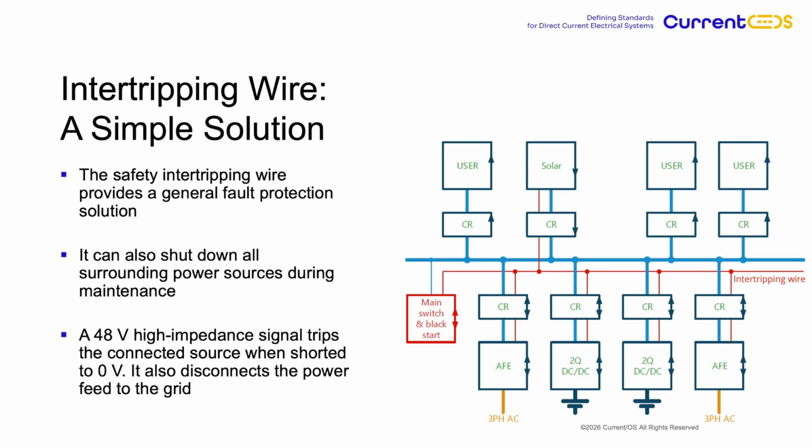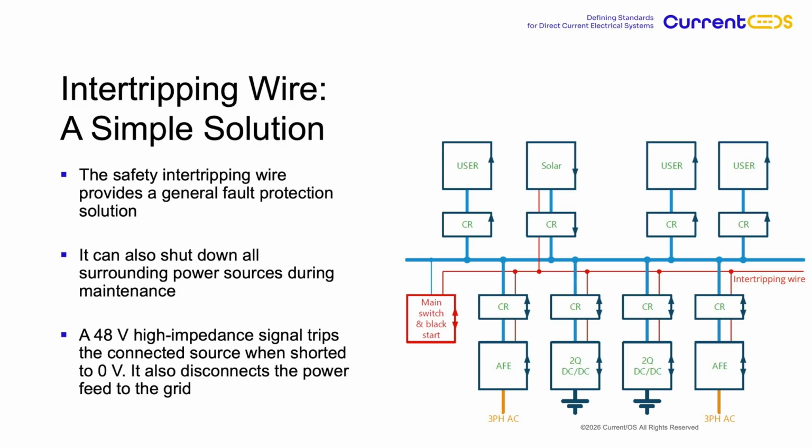Alongside the power cable, a small 48-volt wire runs in parallel within the same cable. This wire serves as a high-impedance signal. If it is short-circuited, the signal drops to zero without causing significant sparks. This high-impedance signal enables power conversion in the converters. When the signal drops to zero, the converters stop operating with a predefined response time. The intertripping wire is remarkably straightforward to implement and highly efficient, making it an essential feature in systems with multiple sources.